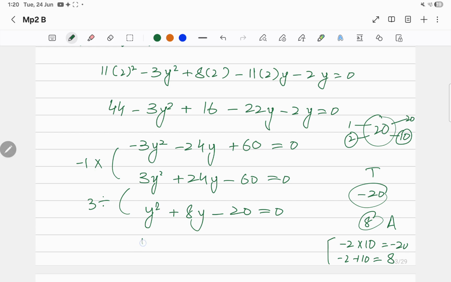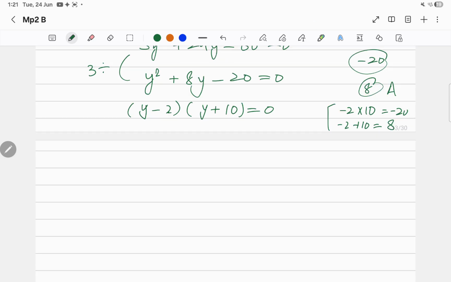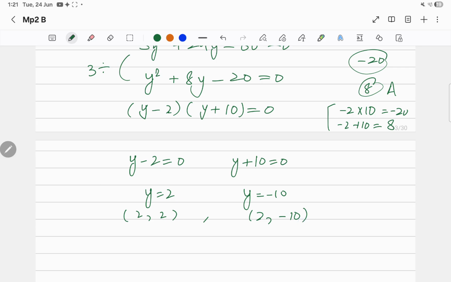So the factors should be y minus 2 and y plus 10 equals 0. If the product of two factors equals 0, that means y minus 2 equals 0 or y plus 10 equals 0, which means y equals 2 and y equals minus 10. So we got the 2 points. When x is 2, y is 2, and when x is 2, y is minus 10.